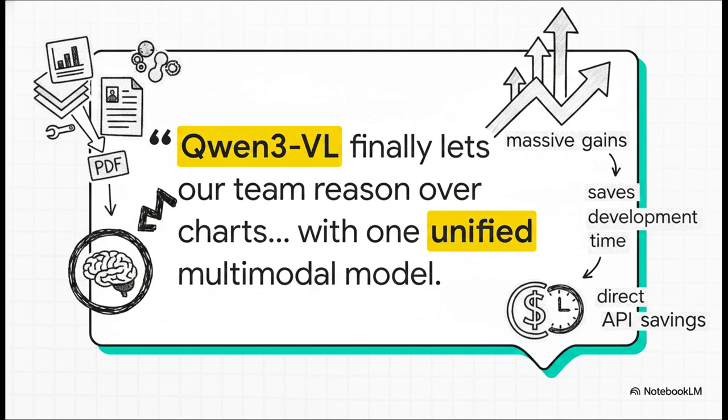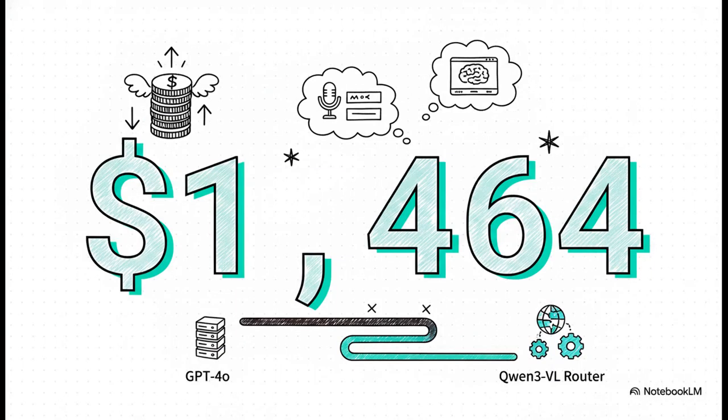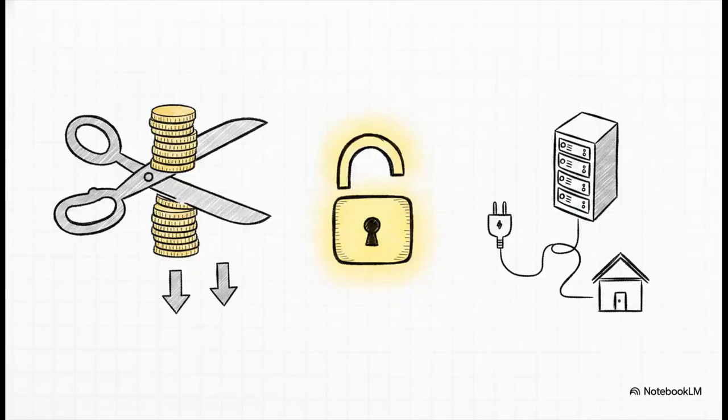That saves tons of development time for sure, but the direct API savings, they are even more shocking. Take a look at this number. $1,464. That is exactly how much money you save per 100,000 queries when routing your traffic through the Qwen3-VL 235B model instead of GPT-4o. If you crunch the data, assuming about 1,000 input tokens and 500 output tokens, processing 100,000 queries on GPT-4o would run you roughly $1,500. On Qwen3-VL, through an API router, it costs just $36. Seriously?